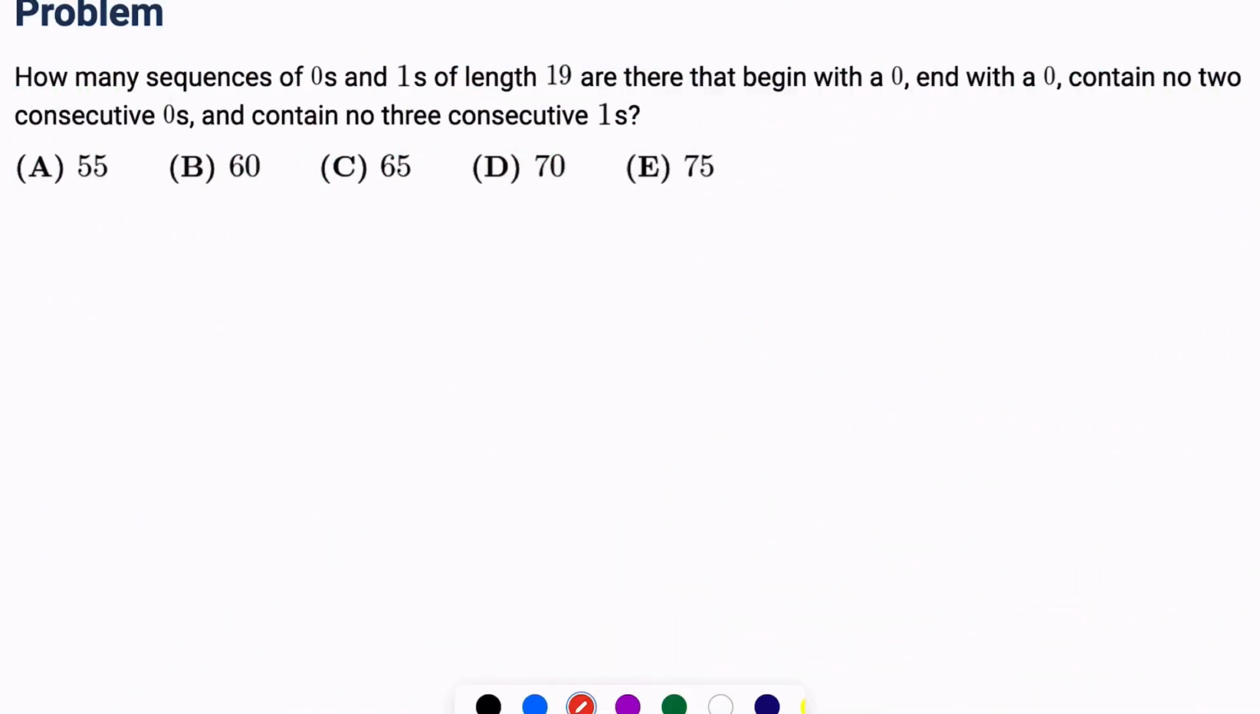Recursion is when you define a function by referring back to the smaller inputs of itself, often repeatedly, until it reaches a base case. Now, let's look at a problem. How many sequences of zeros and ones of length 19 are there that begin with a 0, end with a 0, contain no 2 consecutive zeros, and contain no 3 consecutive ones?